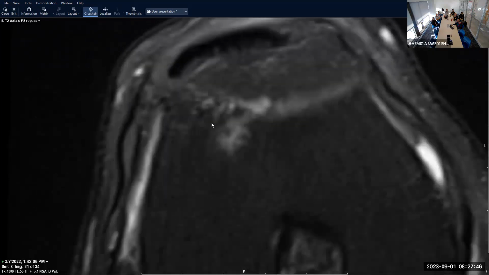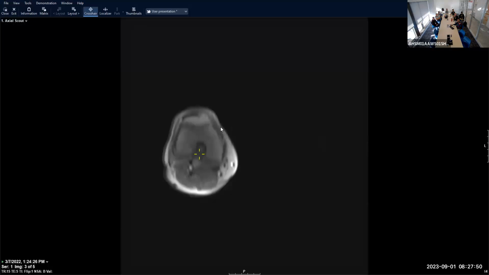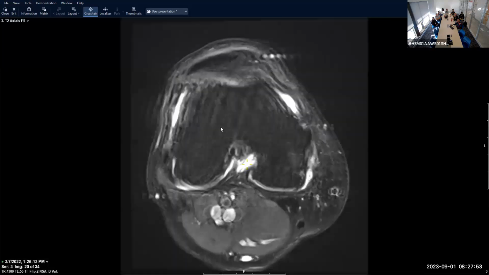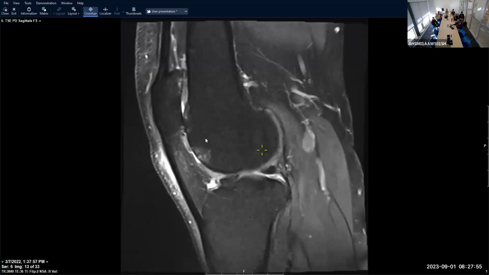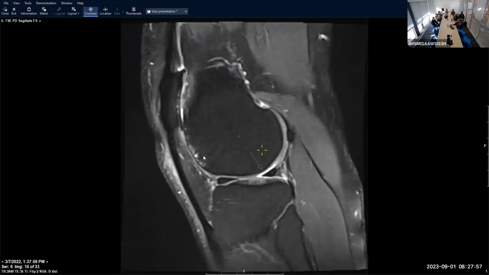Femoral trochlea, I kind of mentioned, we see some cystic changes and edema. And on the sagittal plane, if we have a good one, you can see that on the sagittal plane too. So I'm looking at femoral trochlea a lot on the sagittal plane.